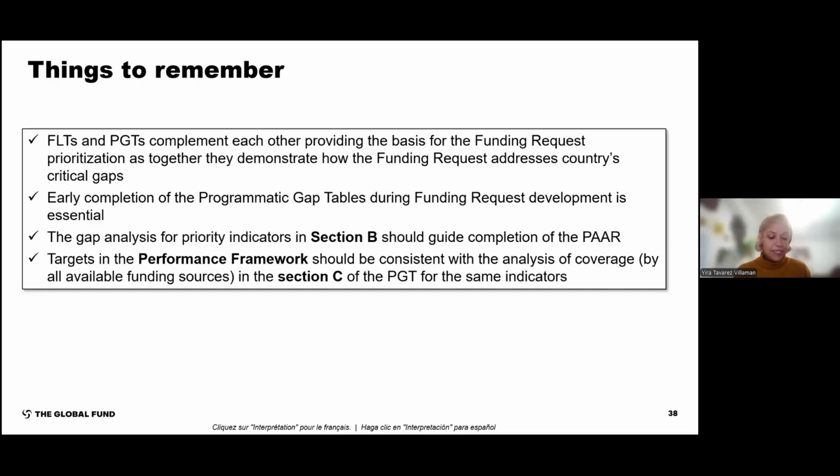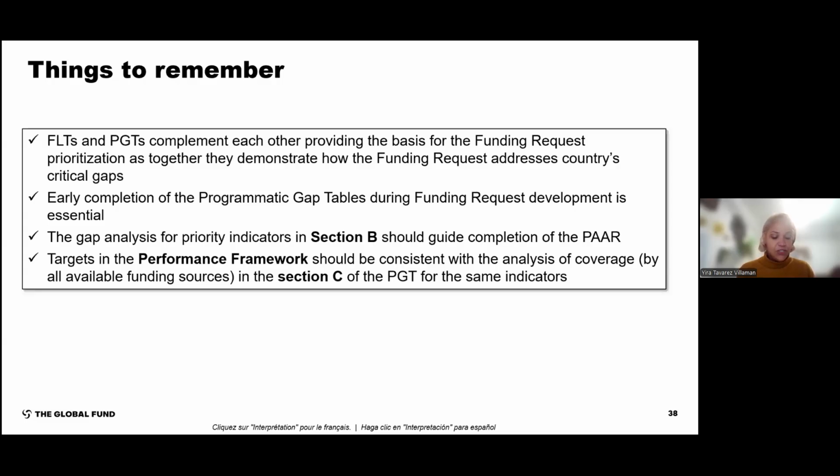Completing the programmatic gap table early in the funding request process supports prioritization. It helps clarify ambition, sustainability, and transition considerations that are later described in the narrative of the funding request. The gap analysis in Section B of the programmatic gap table should directly inform the PAR. Priority modules and interventions included in the PAR should address the critical gaps identified for priority indicators.